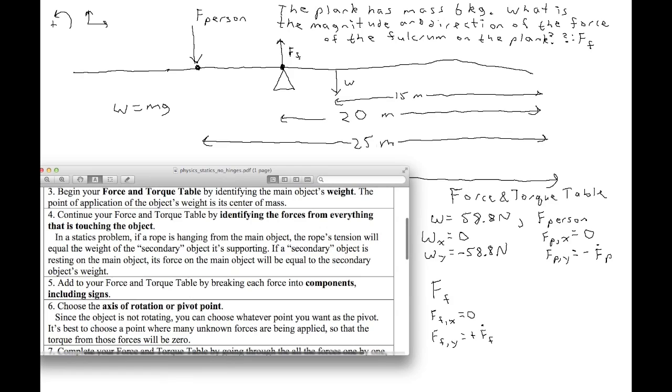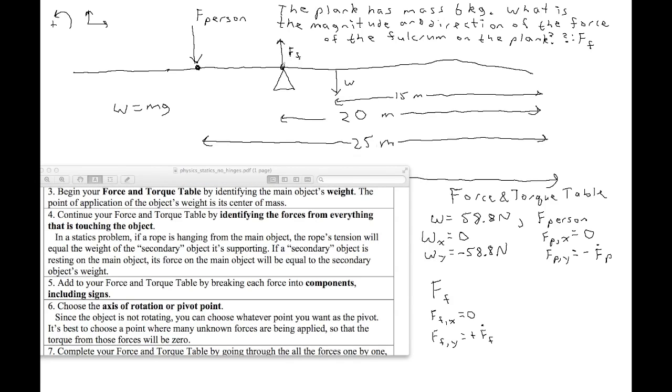We have to choose the axis of rotation. Now, when you're doing a statics problem, you can choose any point you want to be the pivot point, because we're not actually rotating. So what do you think? What might be a good pivot point here? The fulcrum. Yeah, you could actually choose anything, but I think this is the one that would be the most intuitive. So let's choose the fulcrum as the pivot.